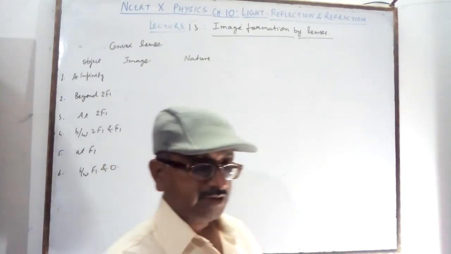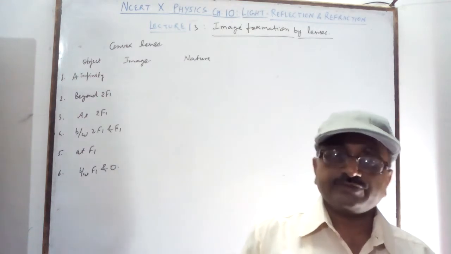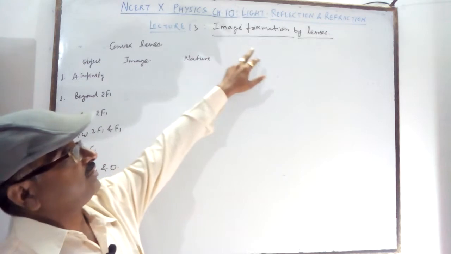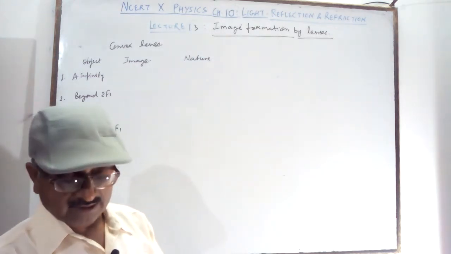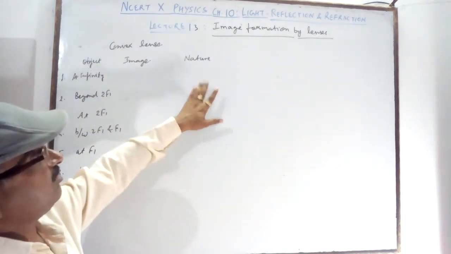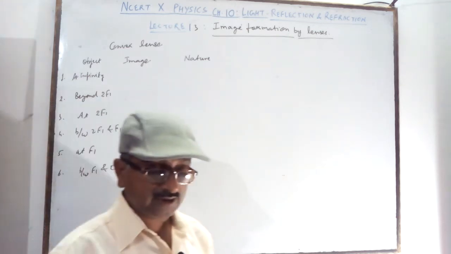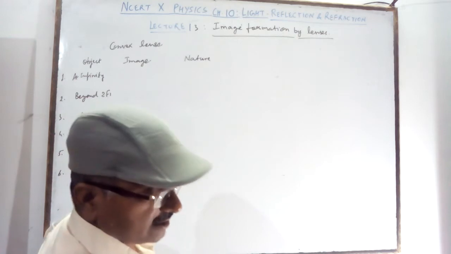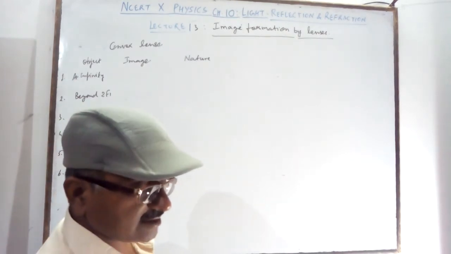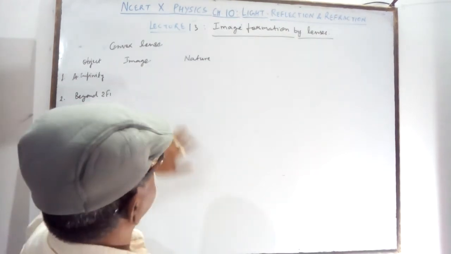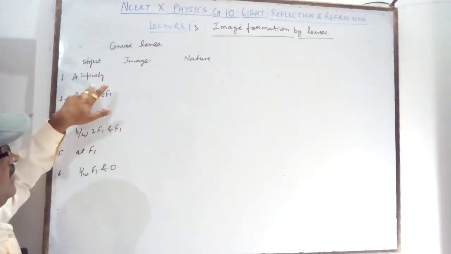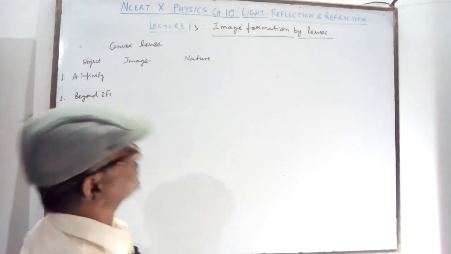Hello, here you are studying the physics of spherical lenses, image formation by the spherical lens. In the previous lecture, you have seen which rays you will take for the ray diagram. Now you will see what are the conditions of the image formed by the convex lens at different positions of the object.